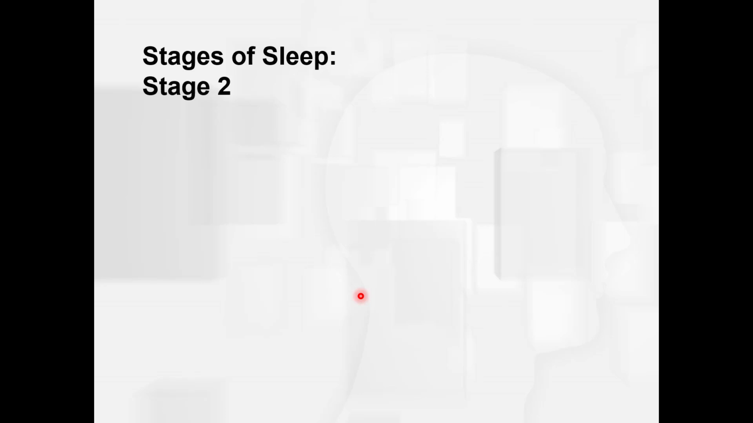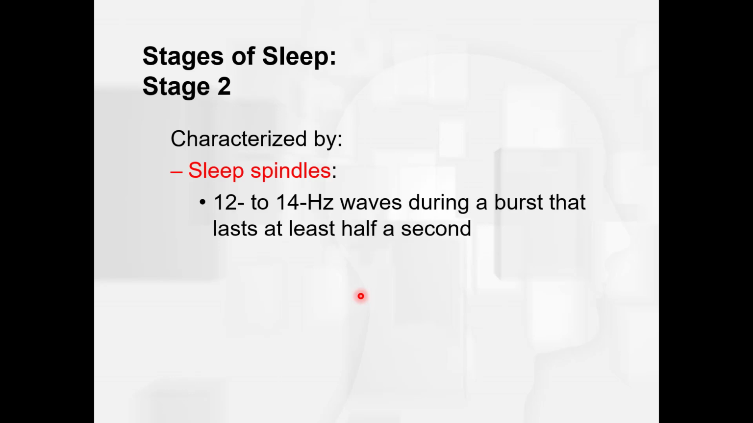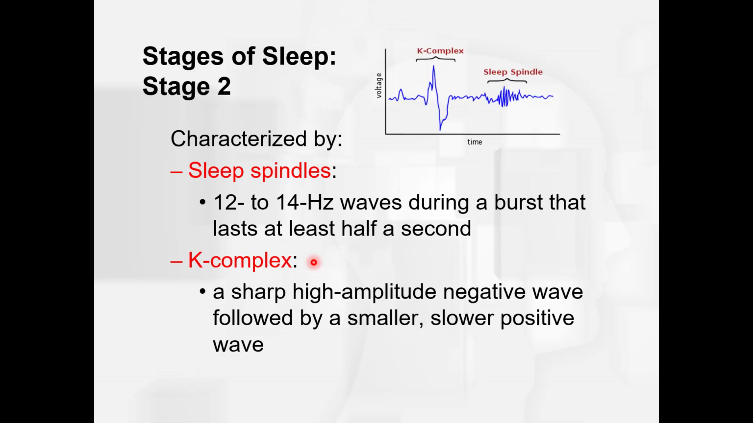We then transition into stage 2 sleep, which is characterized by what are called sleep spindles. Sleep spindles are little bursts of activity, 12 to 14 hertz waves that last about a half of a second, and K complexes, which are very sharp, high amplitude waves with a smaller low positive wave. So here's what a K complex looks like, and here's what a sleep spindle looks like. Here's a sleep spindle, this burst of activity that lasts about a half a second, and here you have this K complex. It's important to understand that those characterize the stage 2 activity.